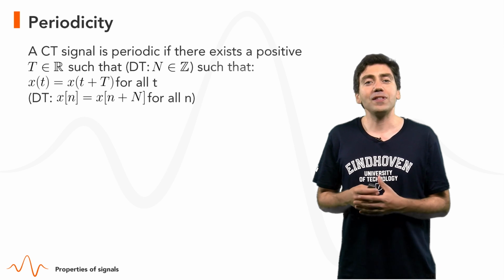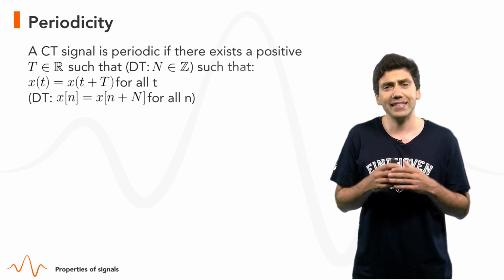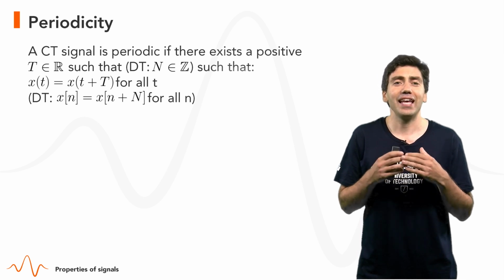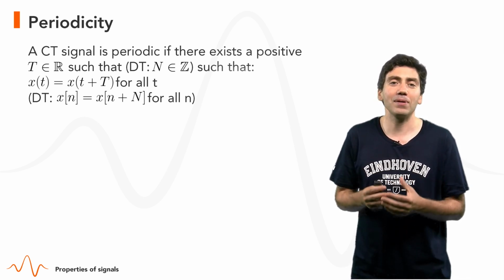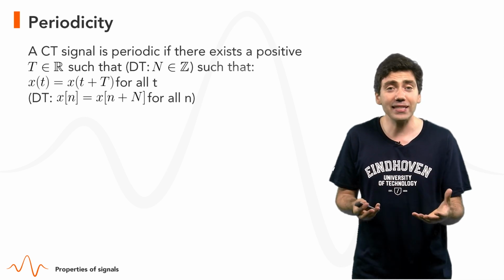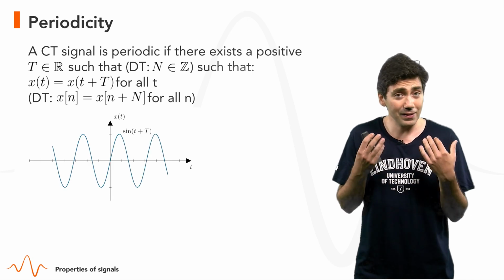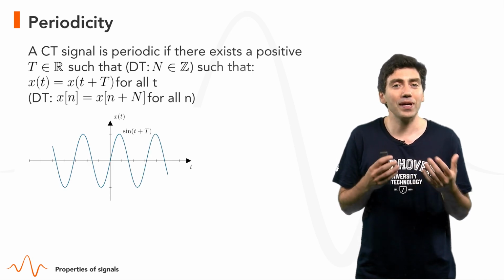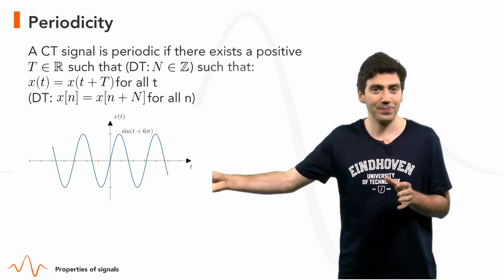Another important property of signals is periodicity. A signal is periodic if x of t equals x of t plus capital T for some capital T. Take, for instance, sine of t. Sine of t fits this description with capital T equals 2 pi, 4 pi, 6 pi, etc.